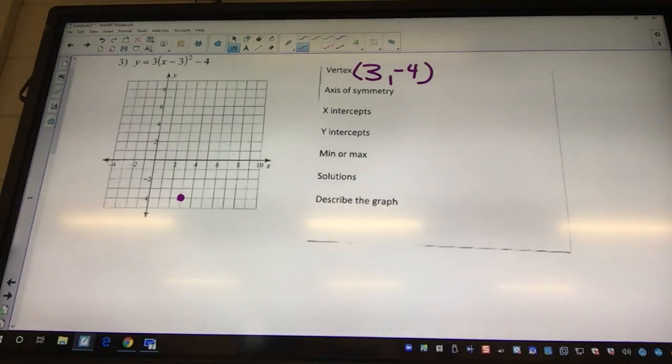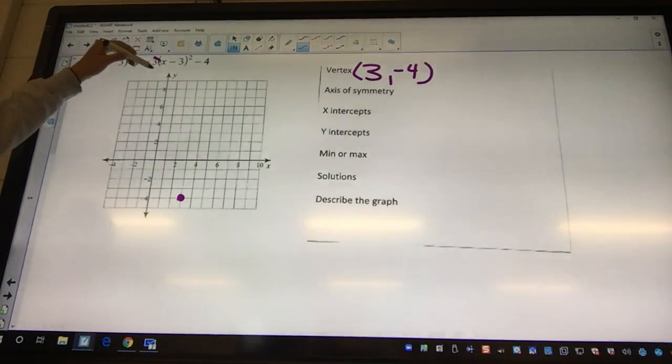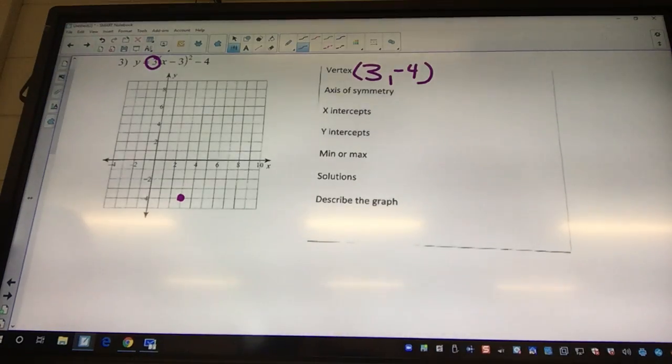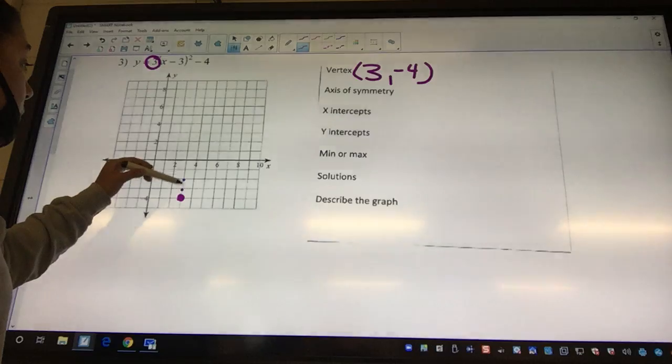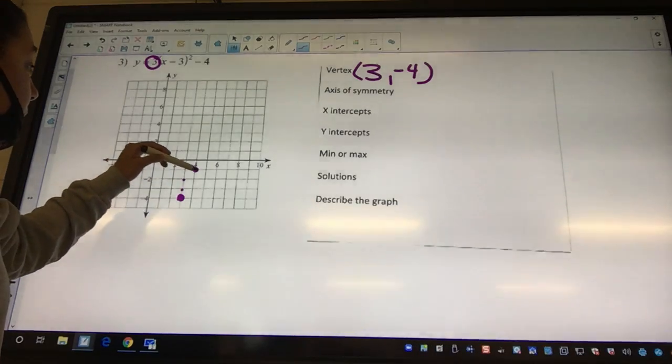Okay, the next point, you would say what? What would be the next point, the way you've learned it so far? Up 1 over 1. But it's not, because we have to multiply that by 3. So instead of going up 1, you're going to go up 3 over 1. 1, 2, 3 over 1.